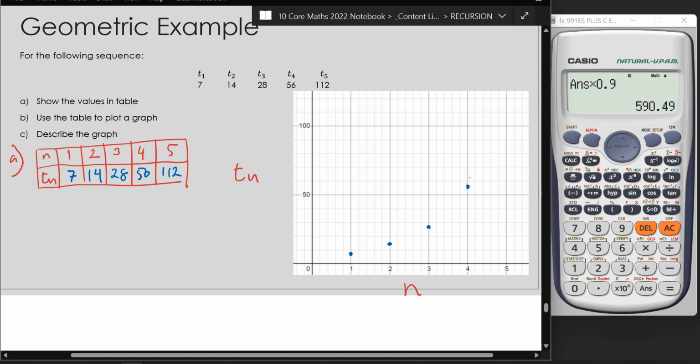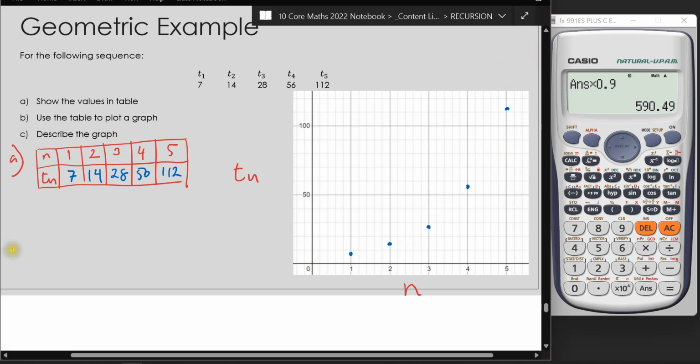And notice again how our graph is curving upwards, and then value number 5, or term number 5, is 112, so that'll be about here. Okay, so notice now, if I was to put a line through it, it would be curving upwards, and that's the case. It's not a straight line, it's curving, because it's a geometric sequence.